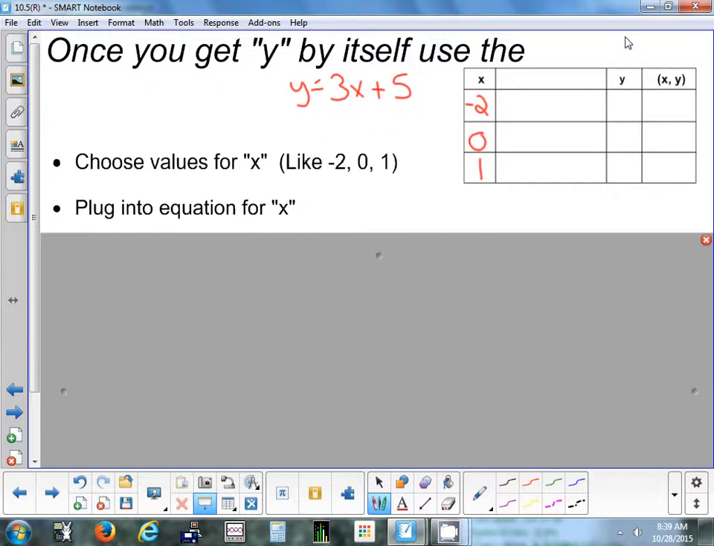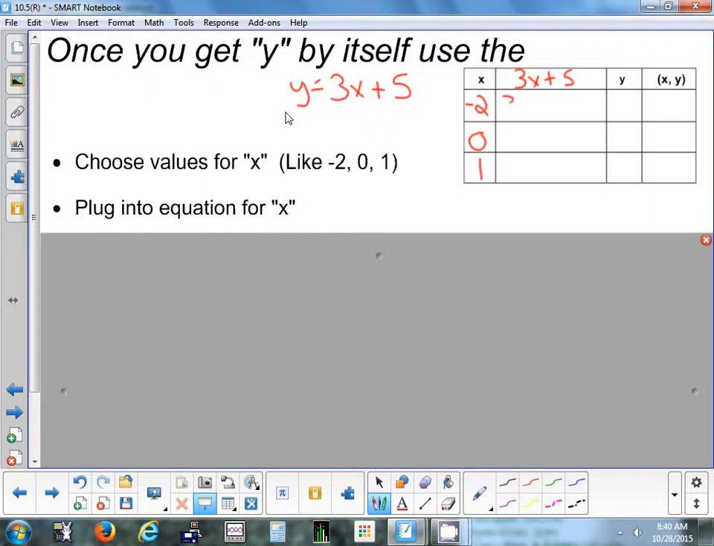Now, see this blank right here? On all your little charts or little tables, it's going to be blank. What do you think I'm going to write in there? I'm going to write in there everything after the equal sign. I'm going to actually put my equation in there: 3x plus 5. Then these numbers that I chose for x, -2, 0, 1, I'm going to plug them in to the equation for x. I'm going to evaluate. So I'll do the first one.